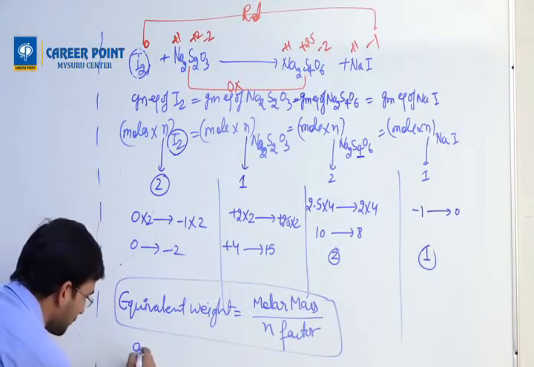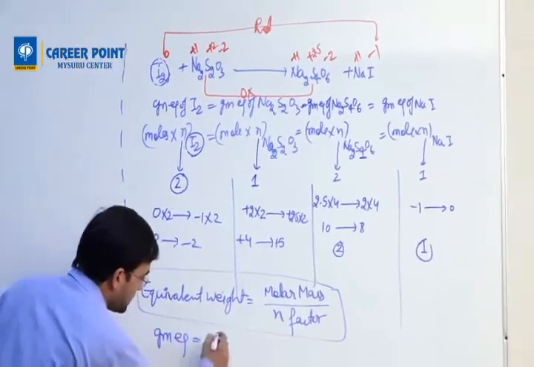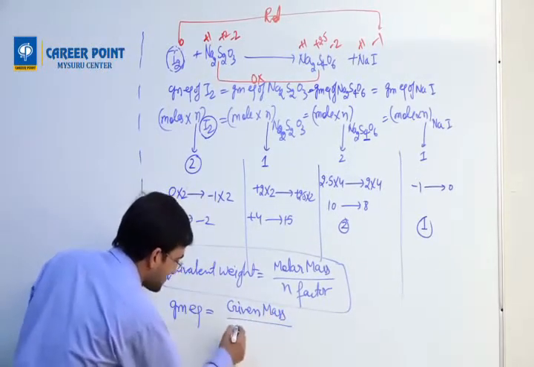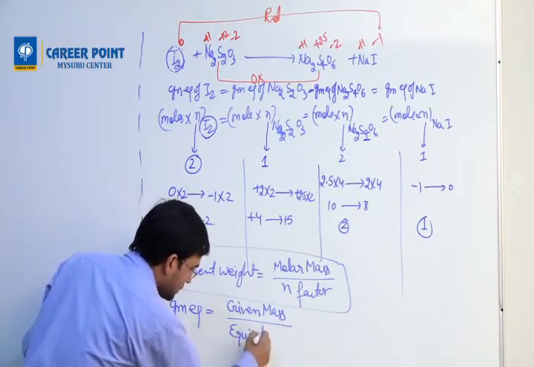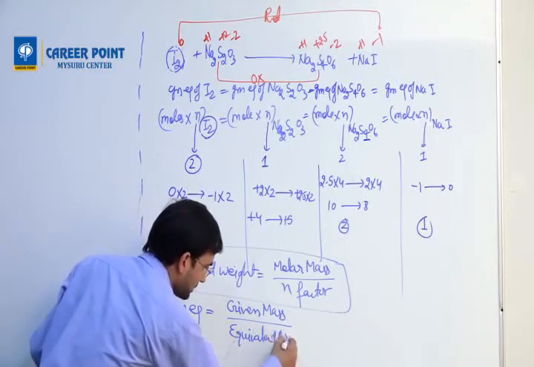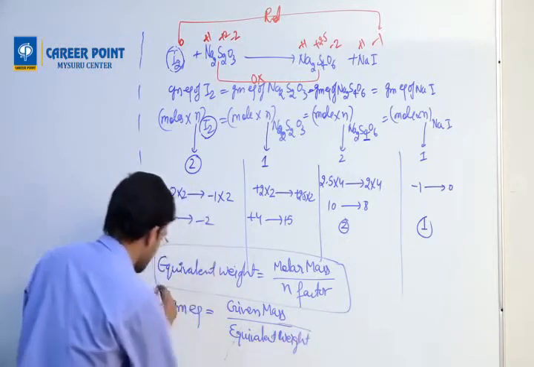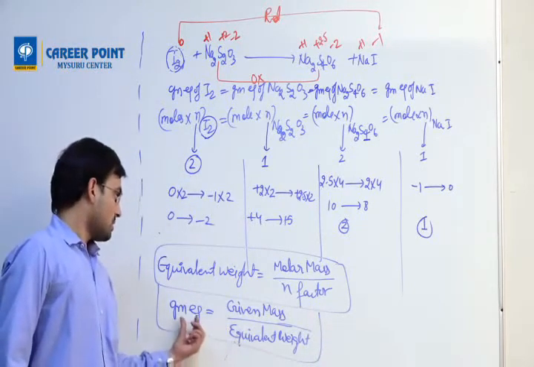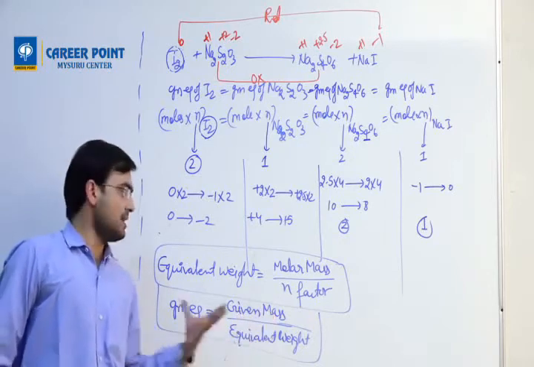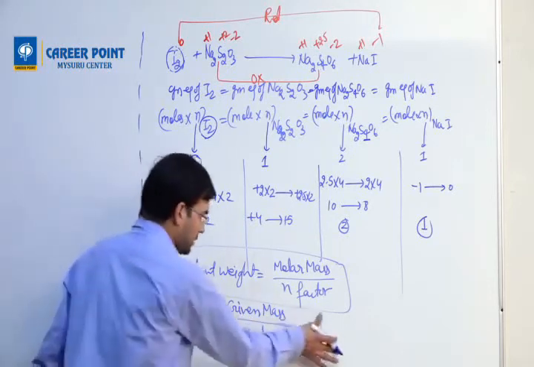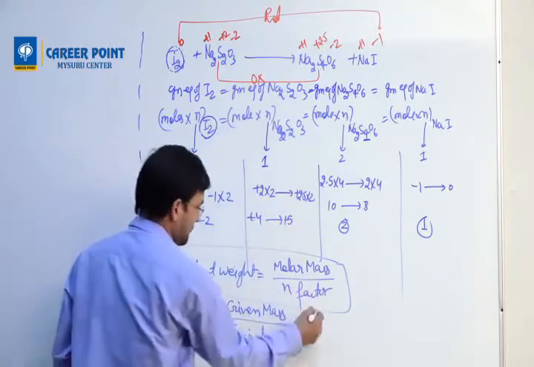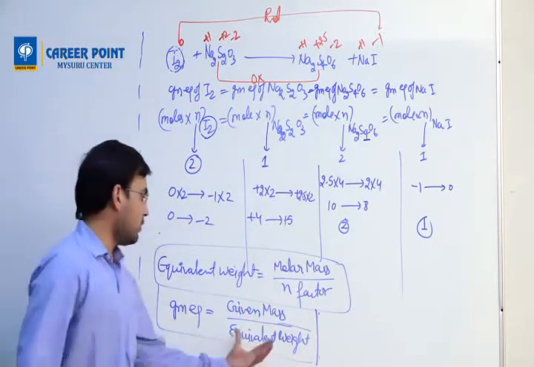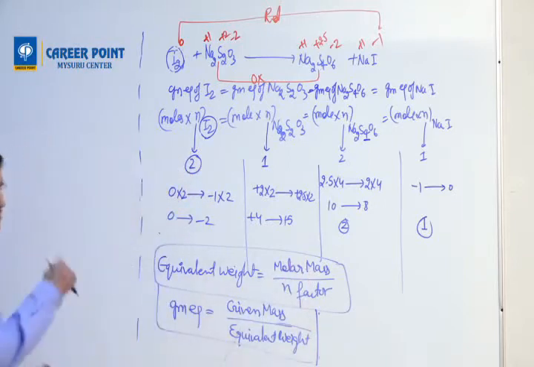Okay, then there is one more formula. Gram equivalent equals given mass by equivalent weight. One more formula I already told you: gram equivalent equals moles into n factor, the same formula. So gram equivalent can also be calculated as given mass by equivalent weight. Equivalent weight is molar mass by n factor. These two formulas. Now we'll solve the problem.